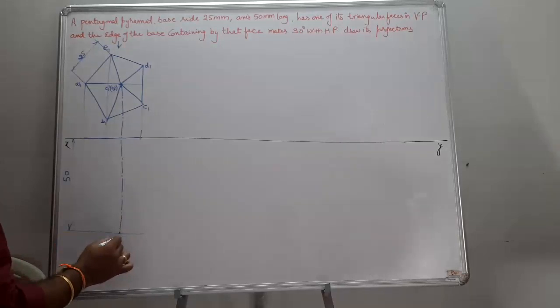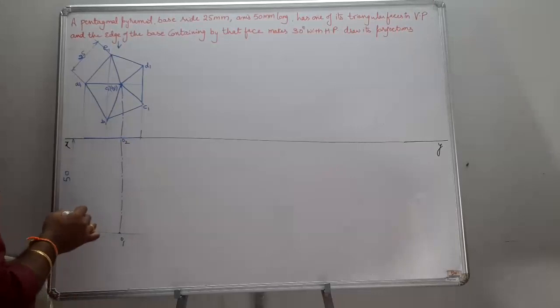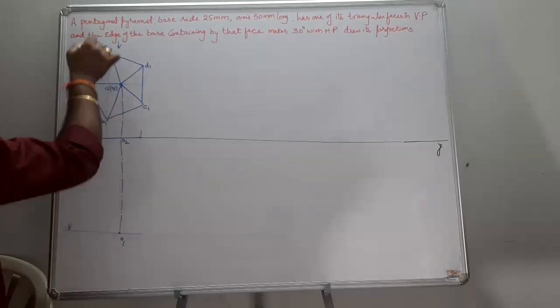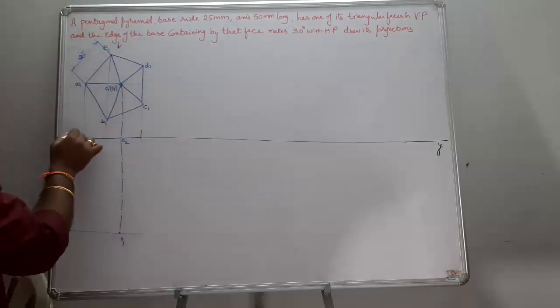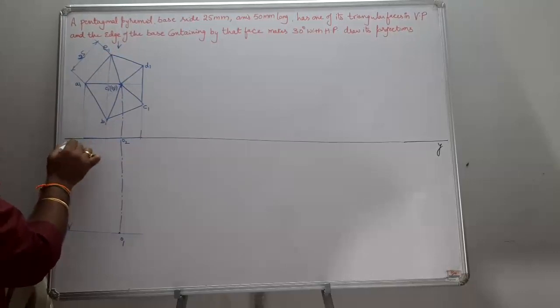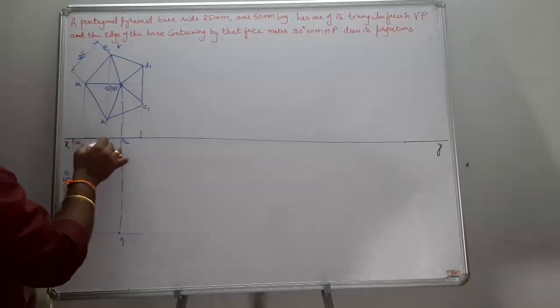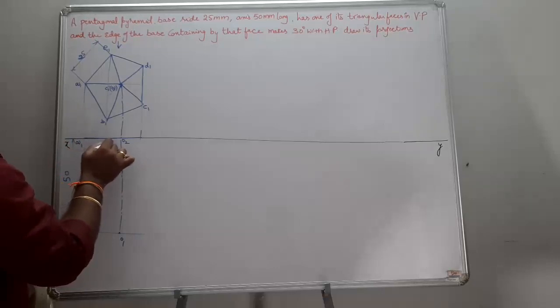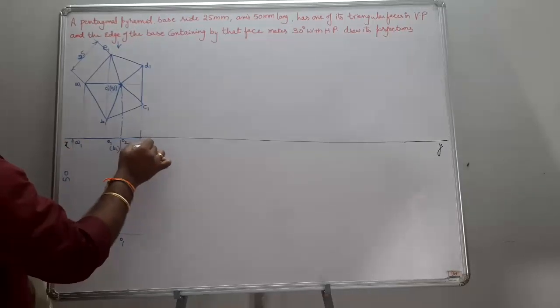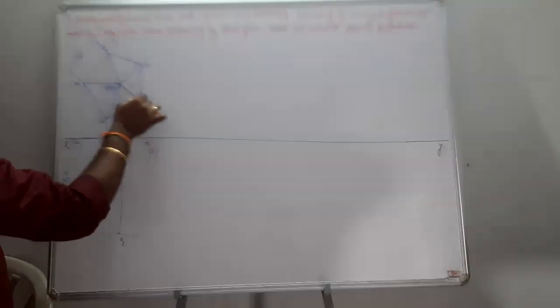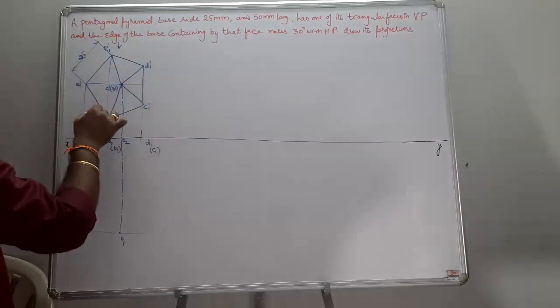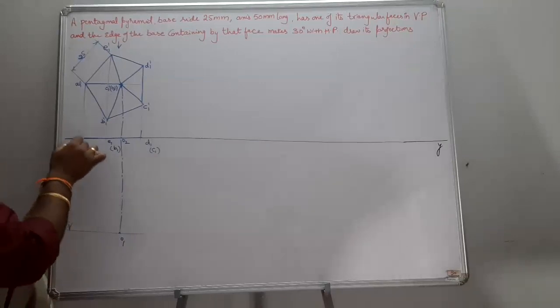So this is O1, this is O2. Okay. So A, E, D are visible corners. So the apex to this becomes your, this is A1. So this is E1, B1, and it is B1, C1. So these are all with a dash. This was the front view.